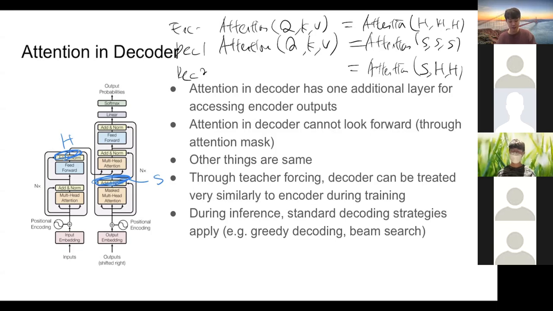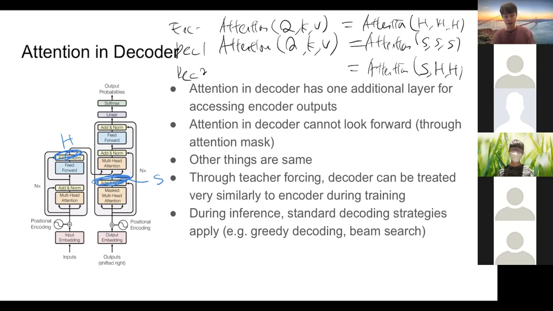But other than that, it's exactly the same. I also have to talk about the attention mask, which is another difference. So there are two differences. One is that you have one attention layer to look at the encoder side. Number two is that because you're decoding, when you're trying to predict the current token, you should not be able to look at what's ahead of the current token time step.